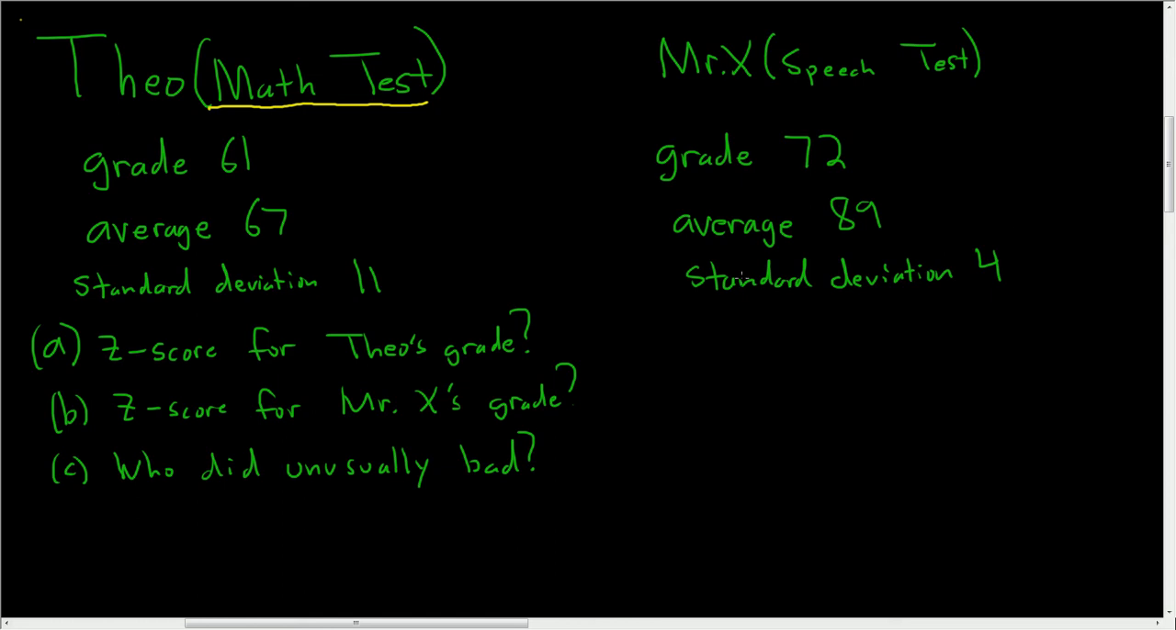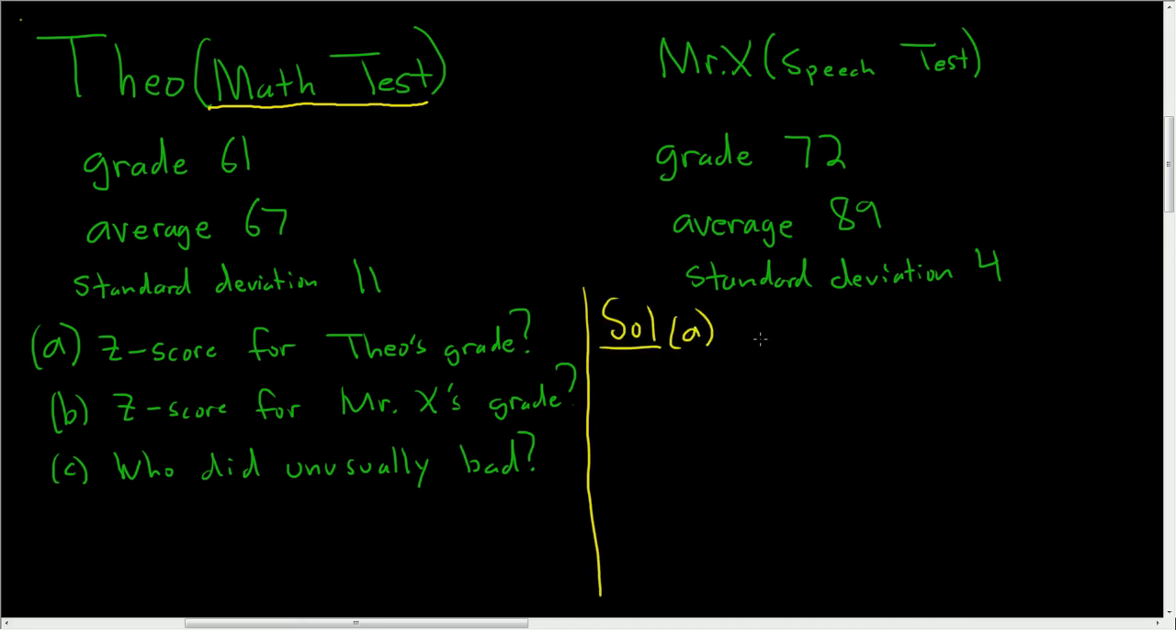It was a 4. So in this problem, we're asked for three things. We want the z-score for Theo's grade, the z-score for Mr. X's grade, and we want to know who did unusually bad. So let's work it out. So solution. So let's do part A first.